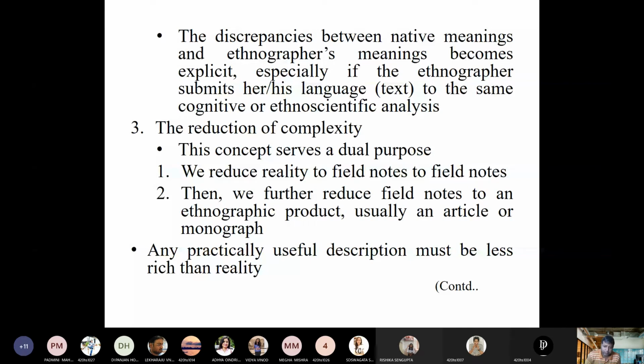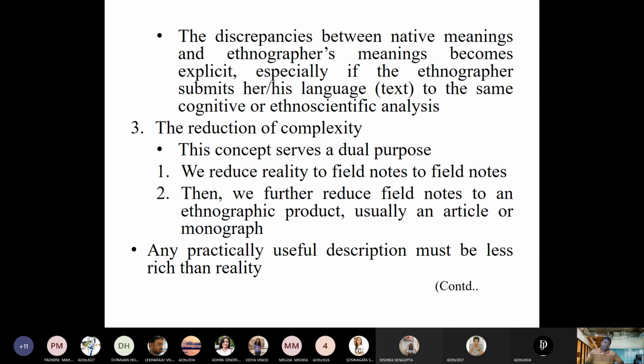Then we further reduce the field notes to an ethnographic product, usually an article or a monograph. So what you do is write everything in the field notes, but you are not presenting your field notes as they are, because generally in field notes you write whatever you feel.